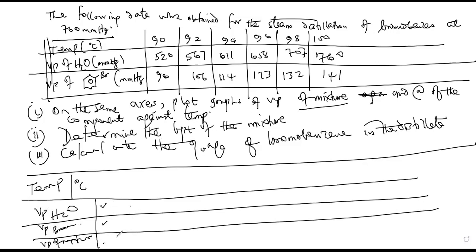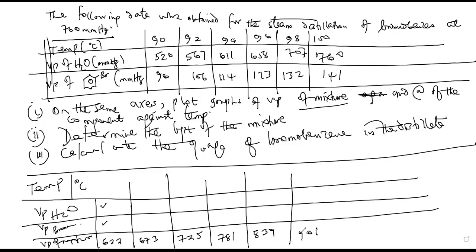So on adding them up, here you'll have 622. When you add 567 and 106, you'll have 673. When you add the next ones, you have 725. When you add these ones here, you're going to have 781. You add the other ones, you get 839 and 901. So those are the vapor pressures of the mixture.